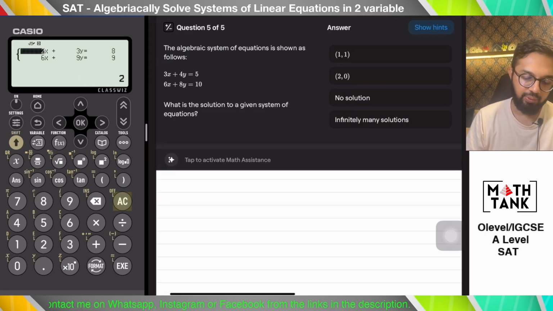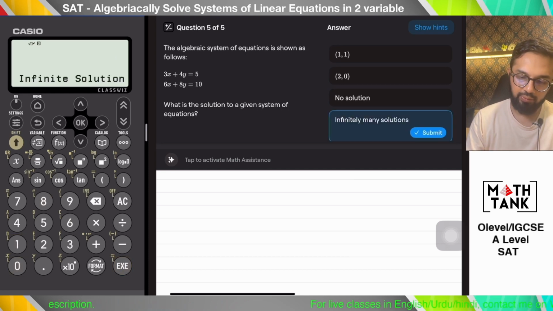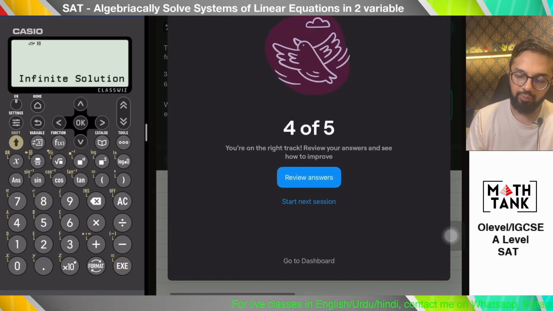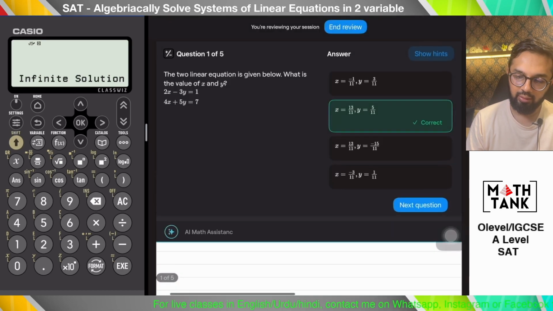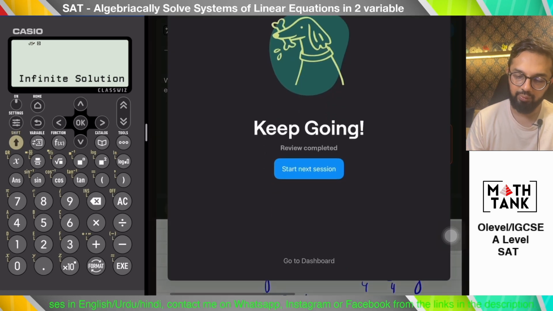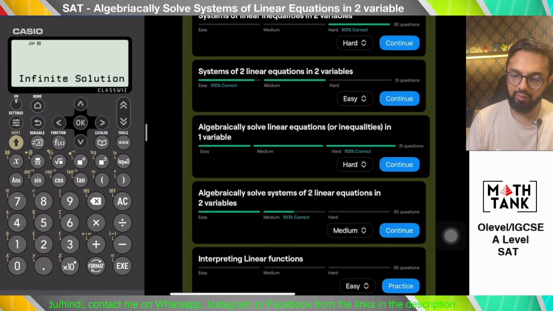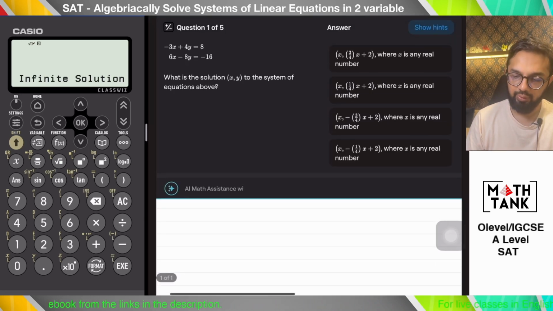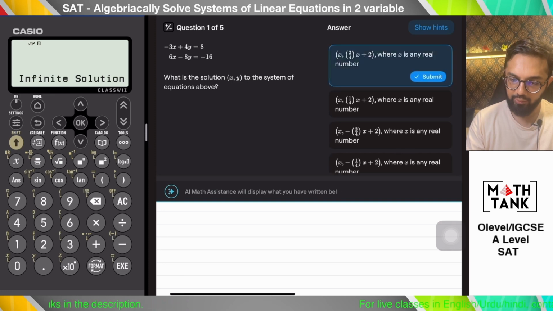Then this one is simple. 3, 4, 5, 6, 8, 10. Infinitely many solutions. I think I'll have to go through the questions again. Yeah, and review. Our next session, let's see if it lets me level up or if it gives me more questions to do. I think it's going to give me more questions to do because I got that wrong.